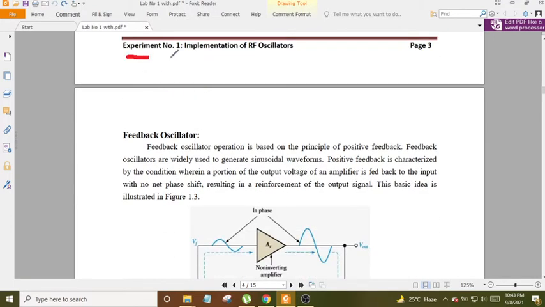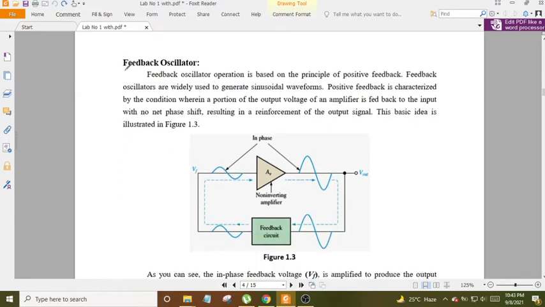Experiment No. 1. Implementation of RF oscillators. Page 3. Feedback oscillator. Feedback oscillator operation is based on the principle of positive feedback. Feedback oscillators are widely used to generate sinusoidal waveforms.